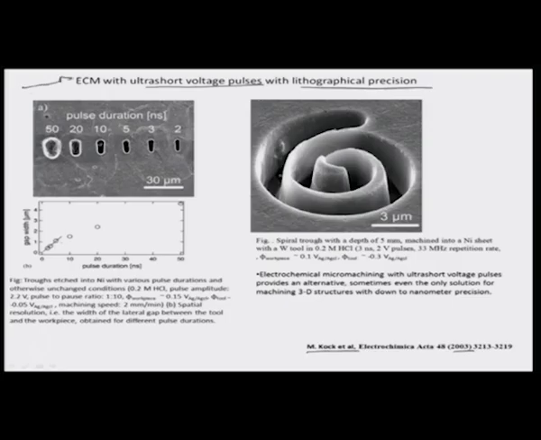Here you can see that there are certain troughs which have been etched in nickel, shown in this SEM schematic here, and they have been machined with various pulse durations which are also indicated, varying between 50 to 2 nanoseconds. That is how small the pulse duration is. That is why they call it ultra short pulse duration.